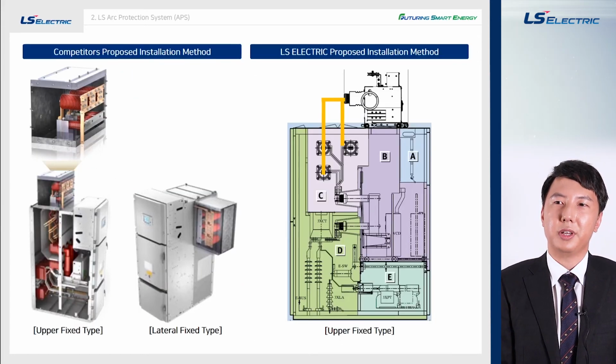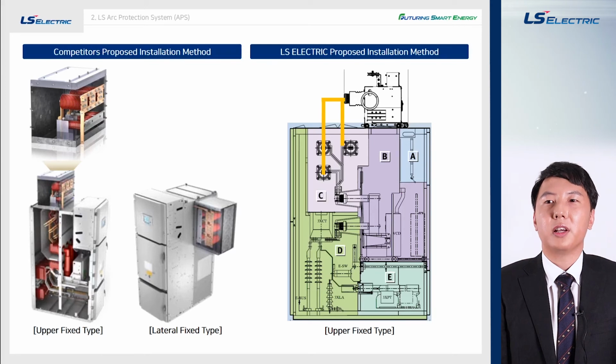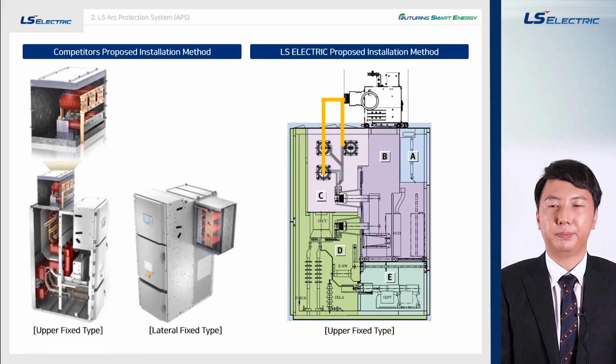This slide demonstrates how we will install the LS APS in the existing switchgear. The LS Electric APR will be installed in the LV compartment, and the optic sensor will be installed in each compartment at site. And the arc eliminator will be installed in the upper side of the panel accordingly.